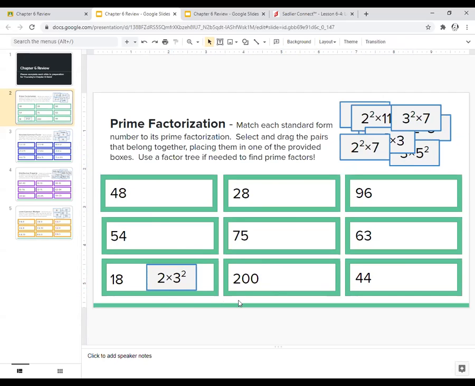Make sense? All right, let's grab another tile. And I'm hoping you're able to do this from home as well. Let's do this one. 3 squared times 7. Where would 3 squared times 7 belong? Where would that one, Isabella? She said 53 or 63? 63. All right, let's drag this one down to be with 63.